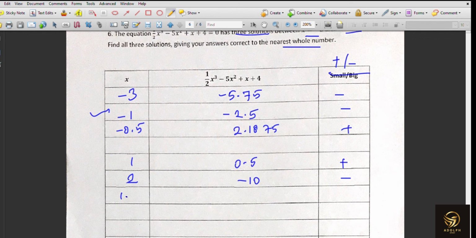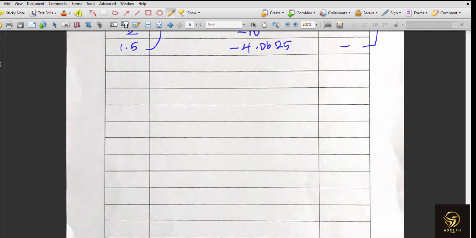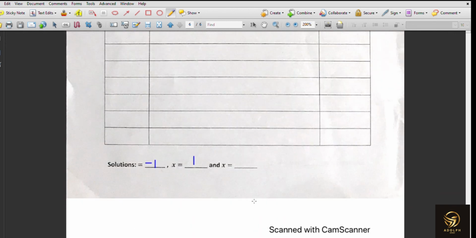So let me try with 1.5. If I try 1.5, I'm getting -4.0625. So this is negative, and I can say that the root is in between 1 and 1.5, not 1.5 and 2. So the root is between 1 and 1.5. That says that 1 is the answer. So another answer is +1.